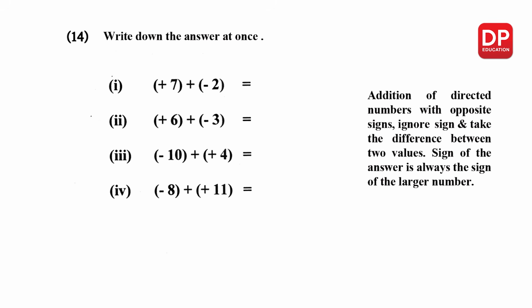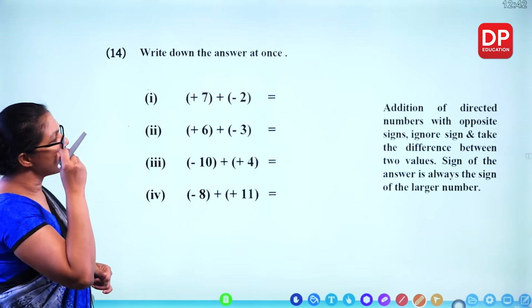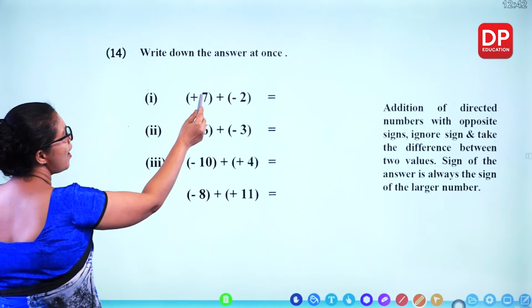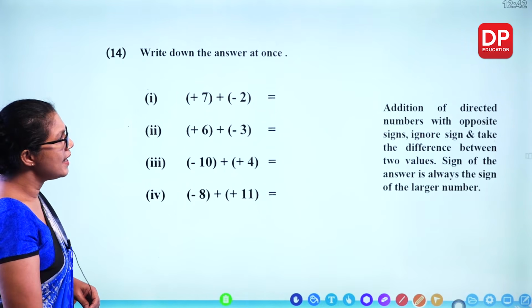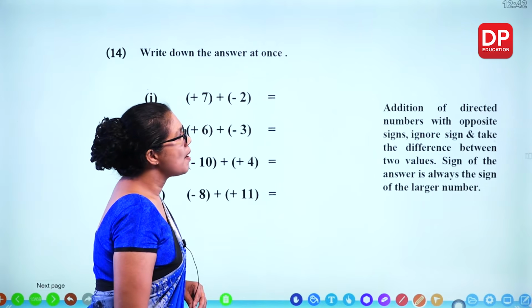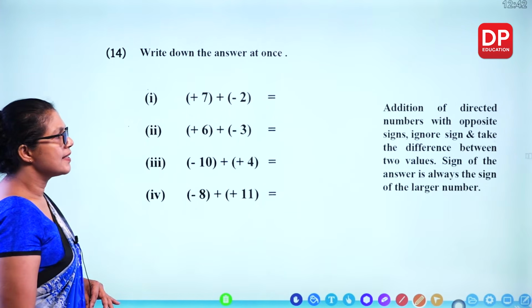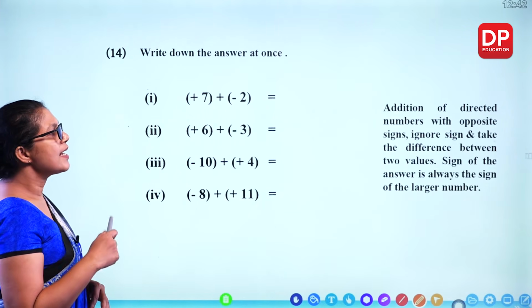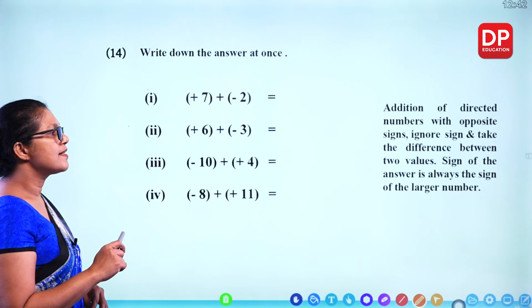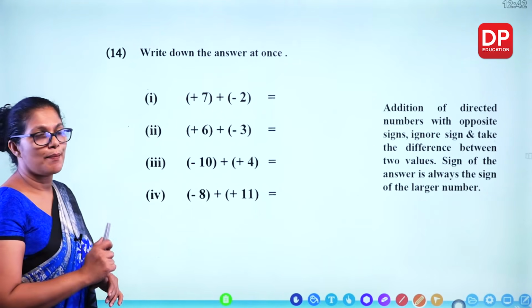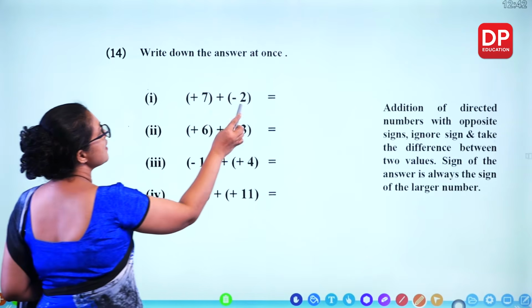Write down the answer at once. Now what happens? One is positive and the other one is negative. So what we do here? Addition of directed numbers with opposite signs. Ignore the sign and take the difference between the two values. Sign of the answer is always the sign of the larger number. So what we do? Take the difference.